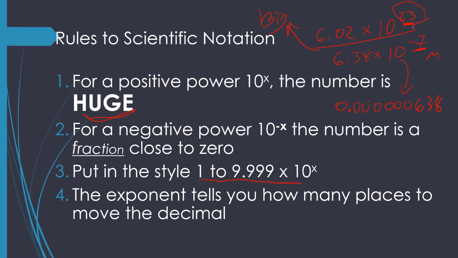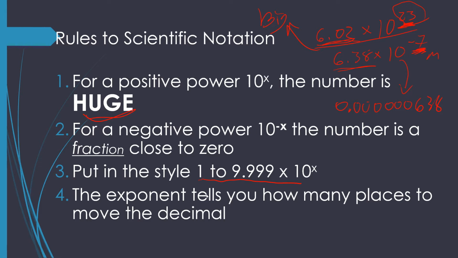And that's because the power of 10 is telling you which way to move the decimal point. Scientific notation is always going to be between 1 and 9.9999. So notice this number here, this number here, I put them both at 6. They are always going to be between 1 and 9.999, and the exponent is telling you how many places to move the decimal.